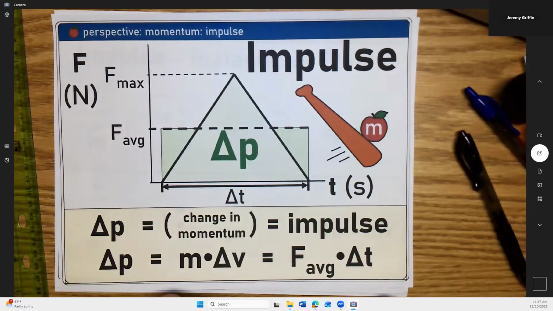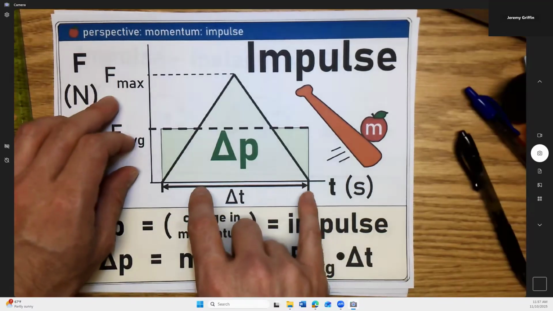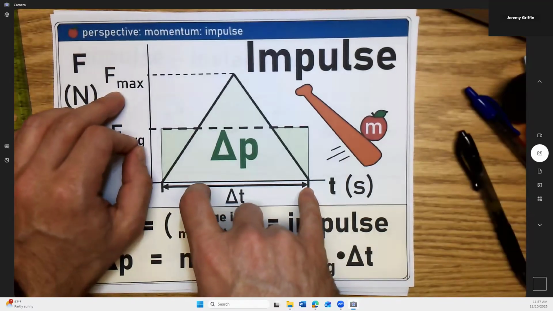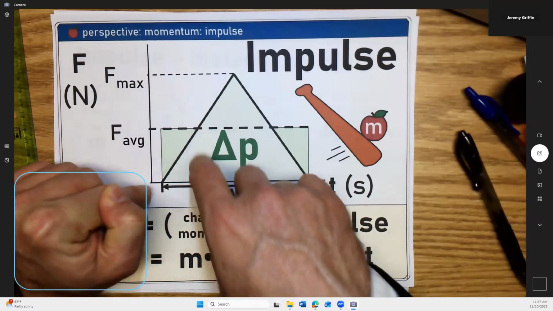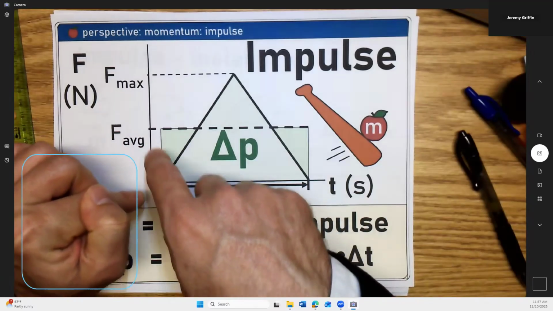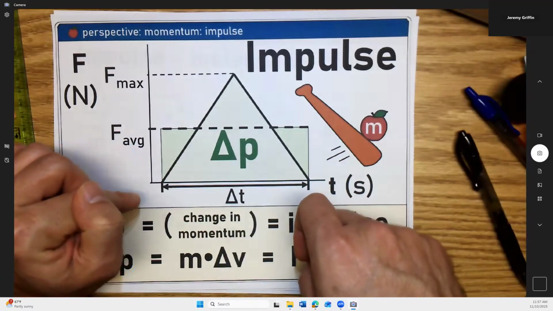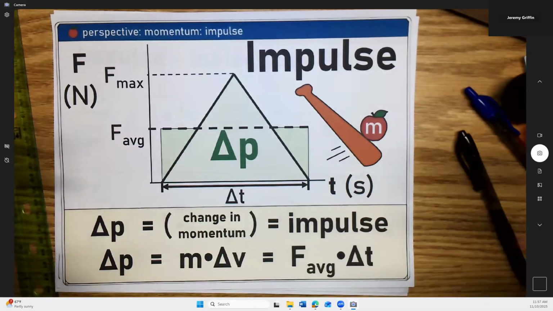Hey, does that look kind of familiar to something a little bit different from the last couple weeks? Guess what graph you saw the last couple of weeks? It wasn't force versus time. It was force versus what? Distance. Okay. And going back a week or two ago, what did the area under force versus distance tell you? Work. Which was a transfer of energy.